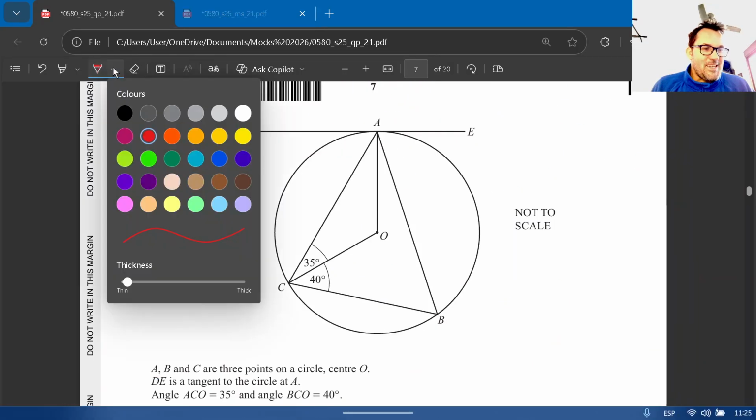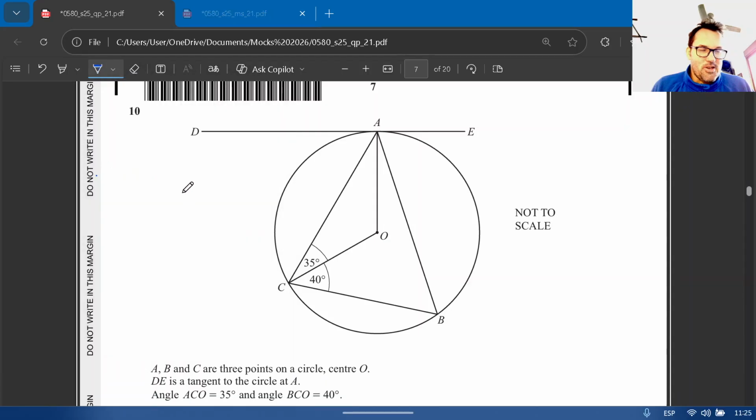Right, on to question 10, and this is circle theorems. My best advice here is before you even look at the questions, just try to find as many angles as possible. One thing to always look out for is the radii of a circle. They are always the same length, and they always form a nice isosceles triangle. And the thing about an isosceles triangle is the base angles are the same, which means if this is 35, this angle over here is 35.